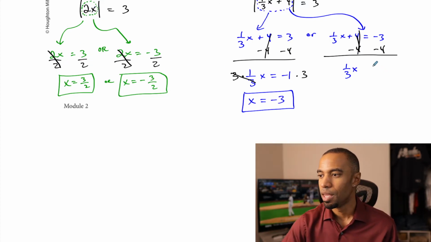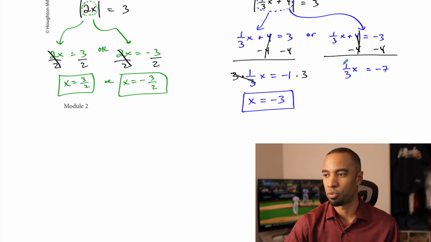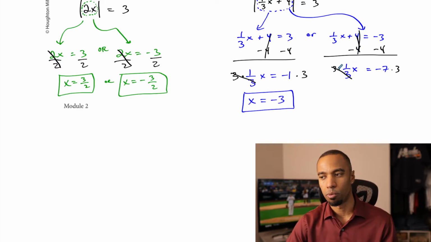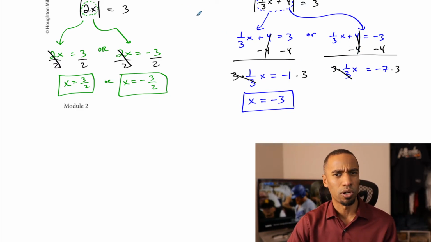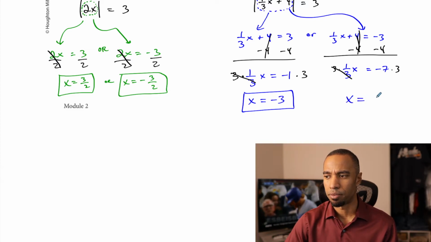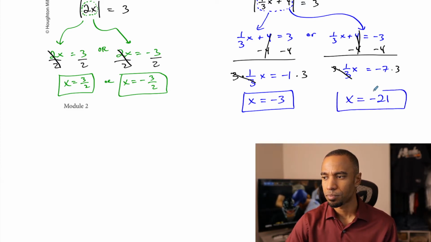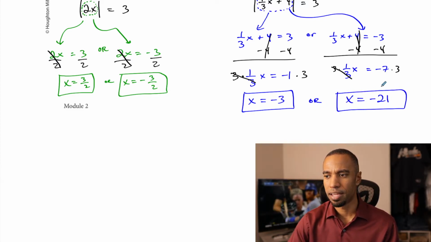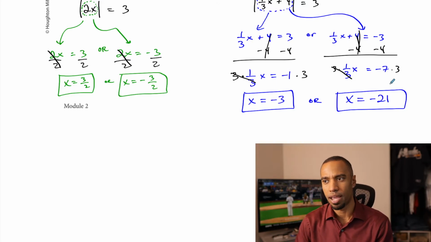Anyway, 1/3 x does equal negative 7, and I will multiply both sides by 3 again because I need to do that. So the same actions occur, subtract 4, multiply by 3, but different results can definitely come out here. And this is negative 21. So once again, there are two different answers to that thing, x equals negative 3 or x equals negative 21.